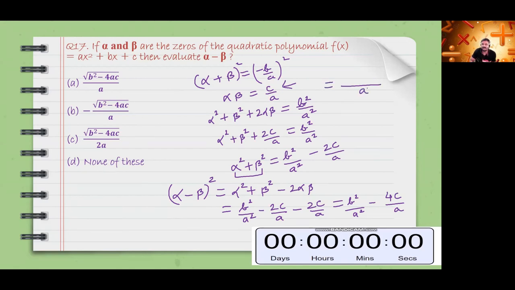Okay, so we will take the LCM and get the final answer. So the LCM will be what? a². Okay, and here it will come b² minus 4ac. Okay. Now this is equal to what? This is equal to (alpha minus beta) whole square. I want the value of alpha minus beta. So taking square root on both the sides, alpha minus beta will be equal to this. Okay. Option A. Is it clear to you? Okay, next one.